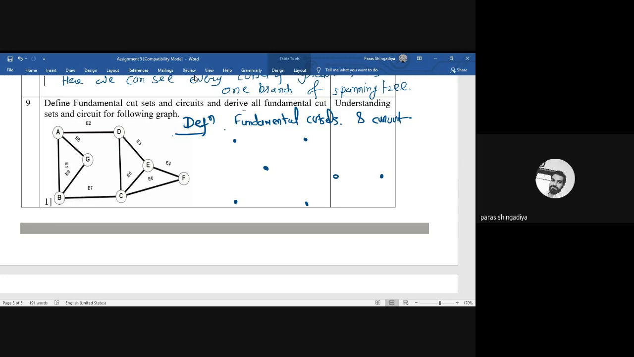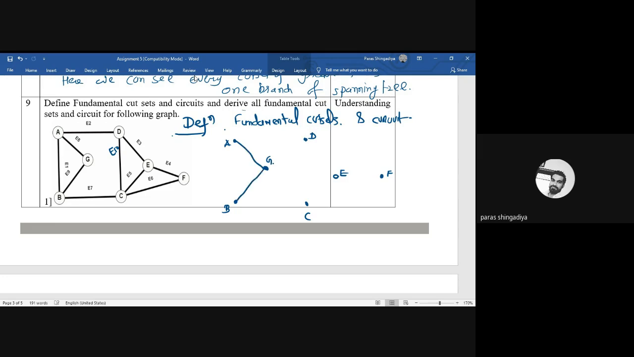So these are the vertices: A, B, C, D, E, F, and G. So let's consider a spanning tree. The circuit rank of this graph will be, there are 10 edges given, so 10 minus 7 plus 1 equals 4. So its circuit rank is 4, meaning you have to remove 4 edges from it. Delete 4 edges. So let's keep this one in the graph.